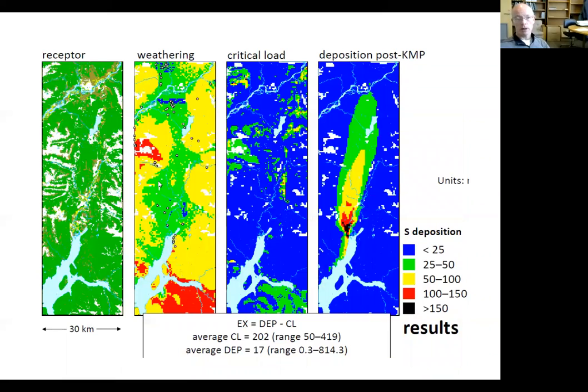So the results, very quickly. Our receptor in this case for upland soils is the green area. This was the weathering rate that we estimated. Green was higher weathering rates, red lower weathering rates, yellow in the middle. For the critical load, blue is a higher critical load, green is a bit lower, yellow is a bit lower. This is our deposition range. We then overlaid the critical load to see whether the deposition exceeds our critical load.